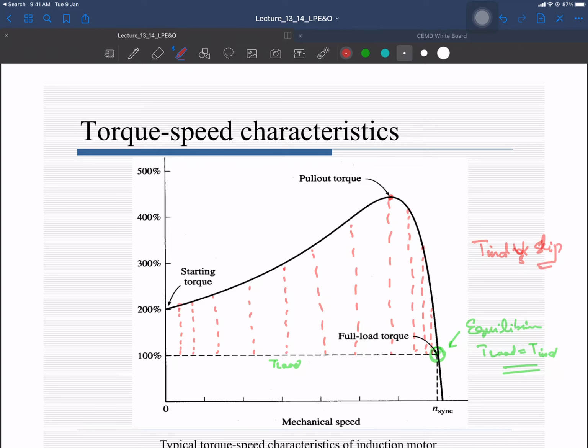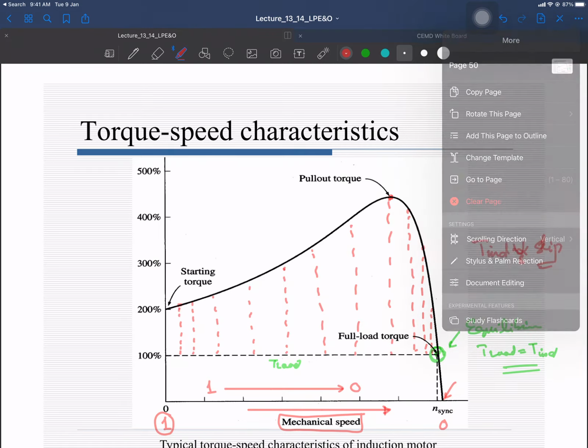Okay, so slip basically changes by changing the speed. Over here you can see the mechanical speed. So mechanical speed is increasing over here, and in terms of the slip it is decreasing. Slip is 1 over here and 0 at the synchronous speed. So slip is decreasing from 1 towards 0, but your mechanical speed is increasing from 0 towards your synchronous speed.